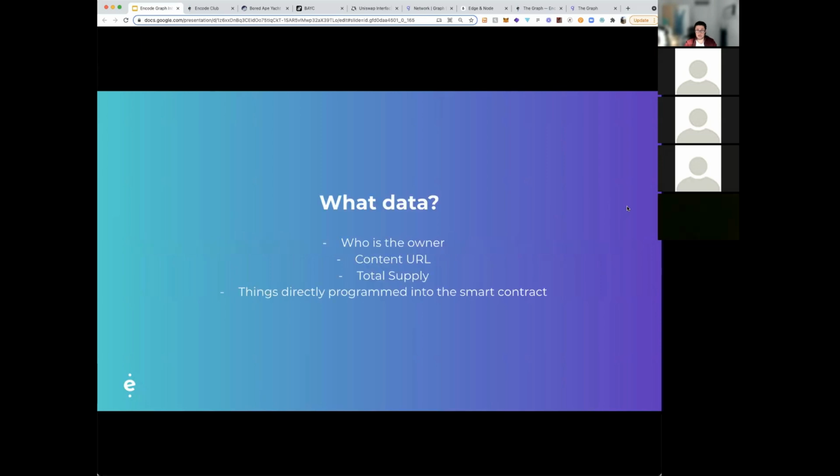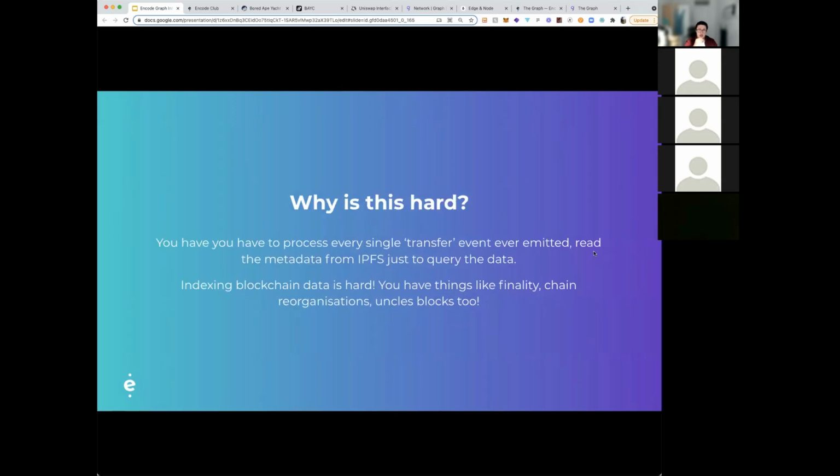So what kind of data? It's things like, who is the owner? If it's an NFT, where is the content? What's the content URL? What's the total supply of a token? It's things that are directly in the smart contract, and we can go very complicated very quickly, but just to give you an idea of what kind of basic pieces of data we might want to collect.